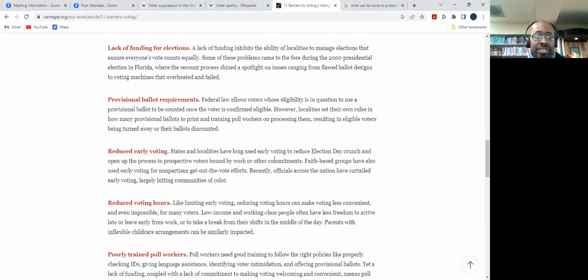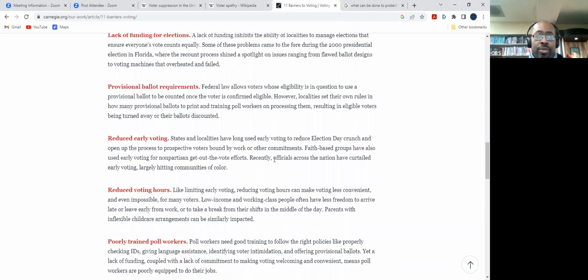Another barrier to voting is provisional ballot requirements. Federal law allows voters whose eligibility is in question to use a provisional ballot to be counted once the voter is confirmed eligible. However, localities set their own rules in how many provisional ballots to print and training poll workers on processing, resulting in eligible voters being turned away or their ballots discounted. We have seen a lot of that as well, and there have been several lawsuits regarding that.